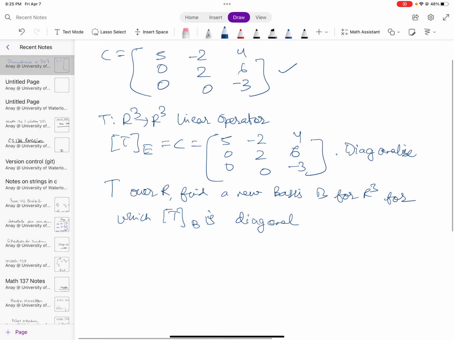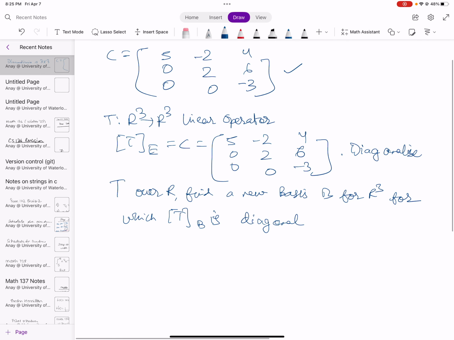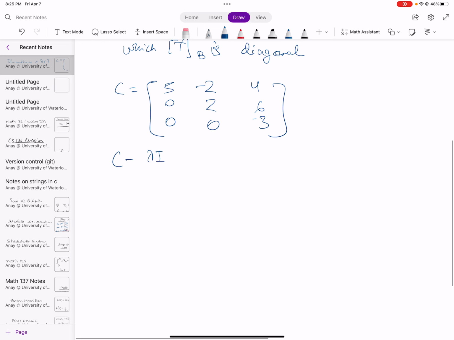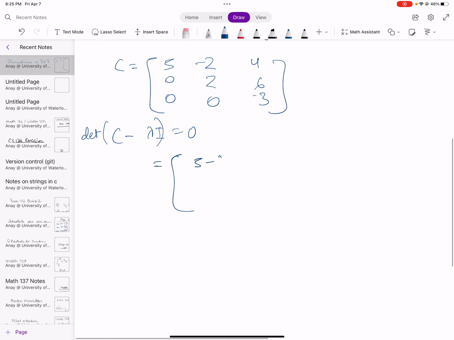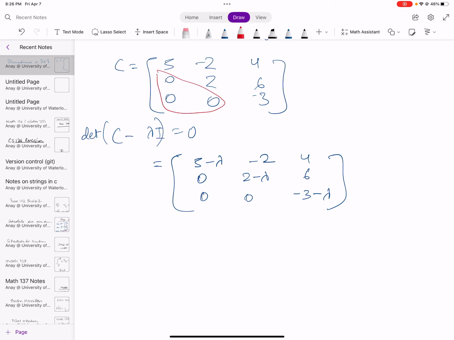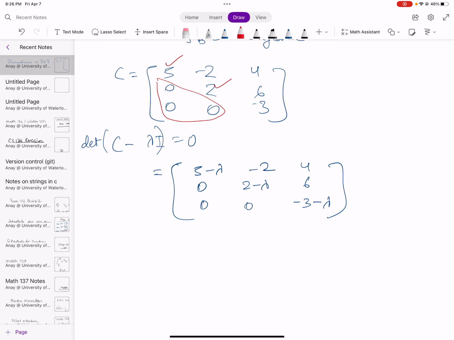So we start off by finding the characteristic polynomial for C. If we first copy C down, C would be 5 0 0, minus 2 2 0, 4 6 negative 3. So we find C minus lambda I, and the determinant of that equal to 0. So we have 5 minus lambda, minus 2, 4, 0, 2 minus lambda, 6, 0, 0, minus 3 minus lambda. Just a very quick aside, we can see that this is an upper triangular matrix because all the non-zero entries are on or above the main diagonal. So we know from before that the eigenvalues of this matrix are 5, 2 and negative 3. But we'll find that using the characteristic polynomial.